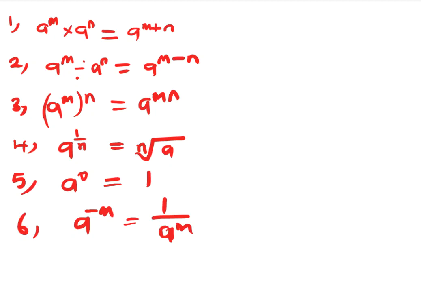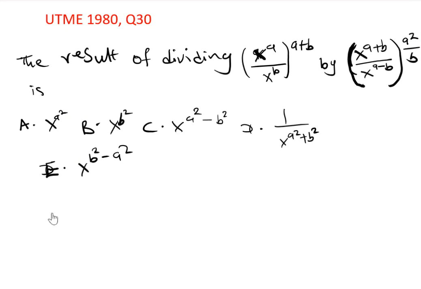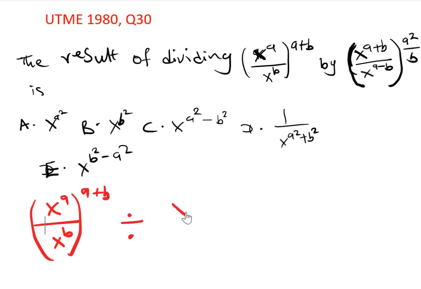So going back to our question, we have x raised to power a divided by x raised to power b, all raised to power a plus b, divided by x raised to power a plus b divided by x raised to power a minus b, all raised to power a squared divided by b.